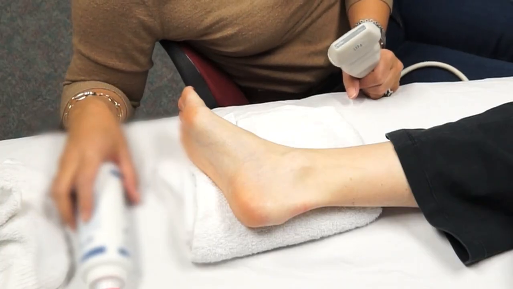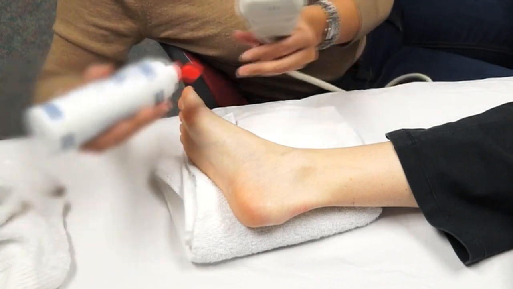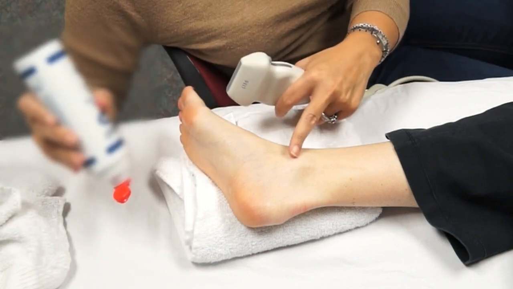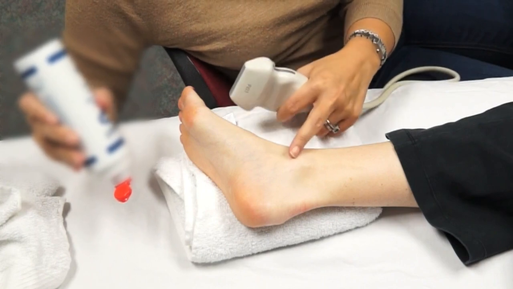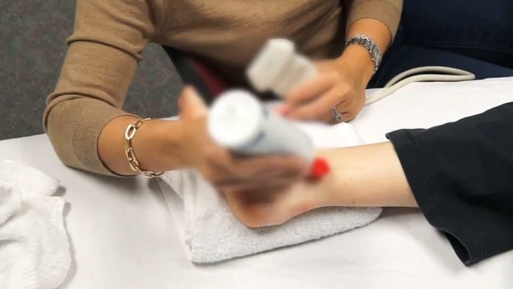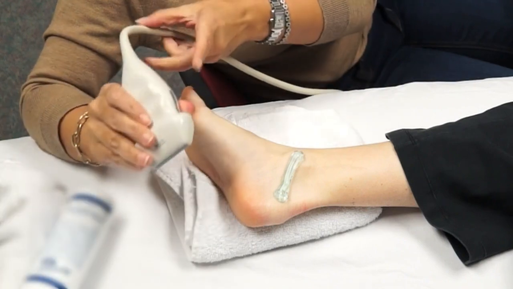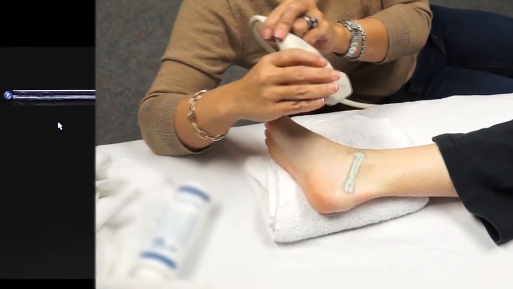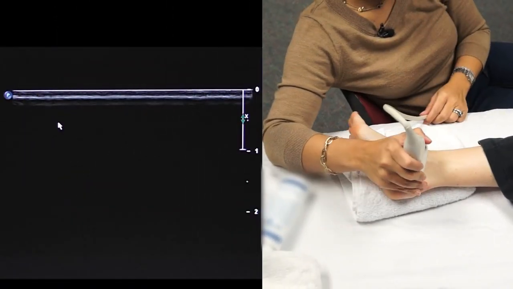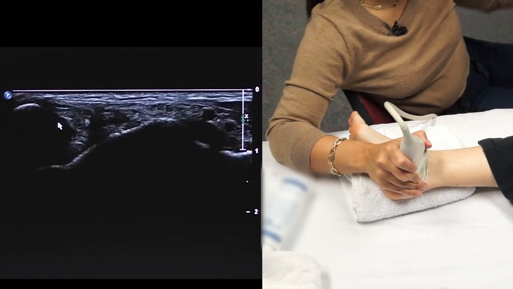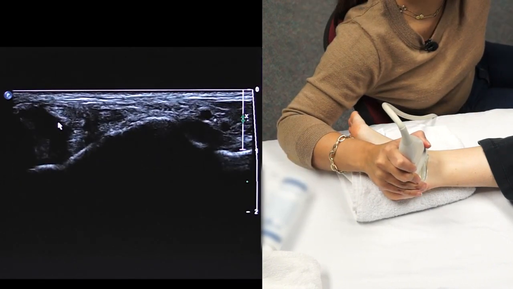Okay, now we're going to look at the medial ankle. And there are 3 tendons to look at in the medial ankle. First, again, locate a bony landmark. For this, it would be the medial malleolus. Okay, and we will put our transducer posterior to that. The marker will be 9 o'clock position. Okay, and we're going to be looking for 3 tendons.